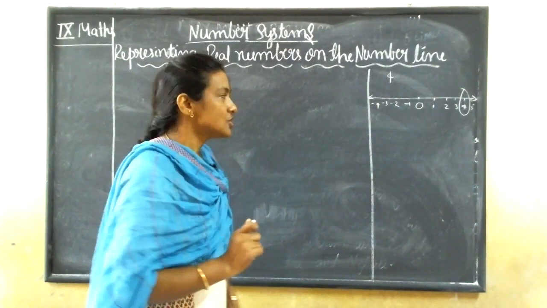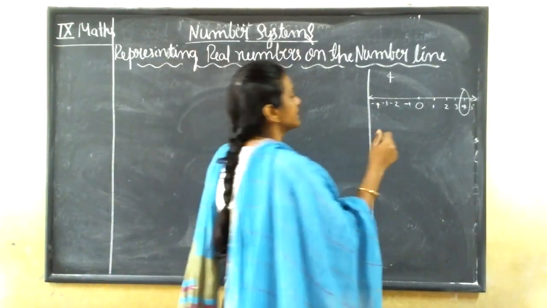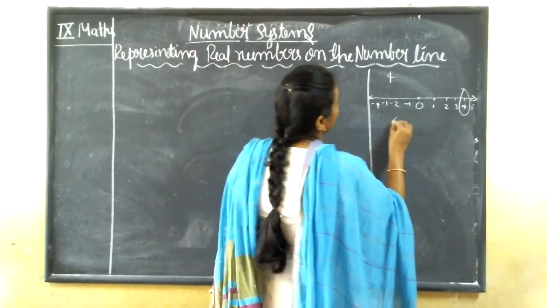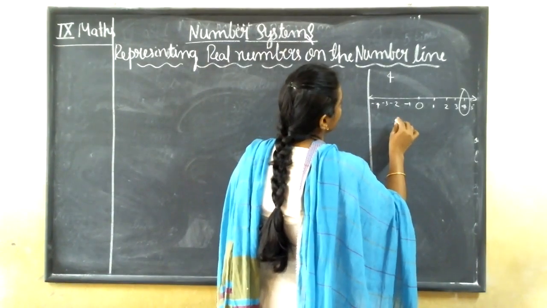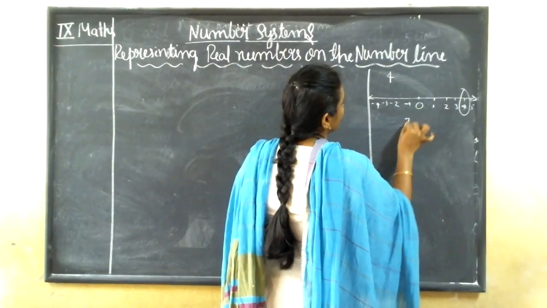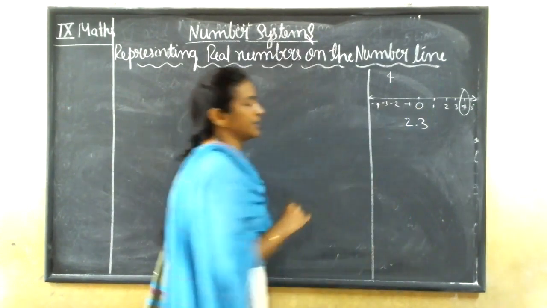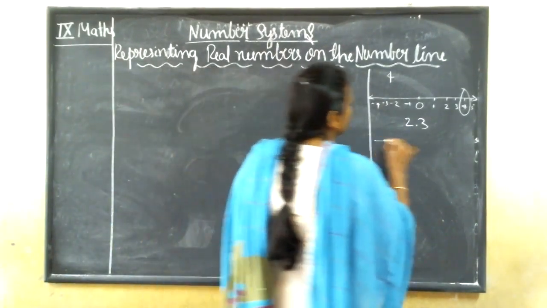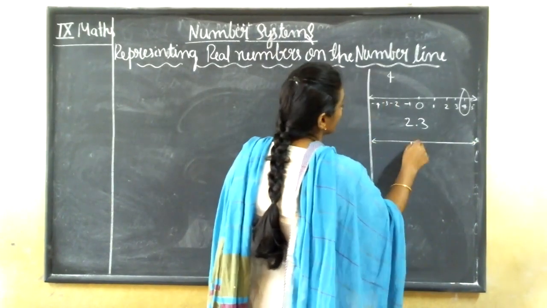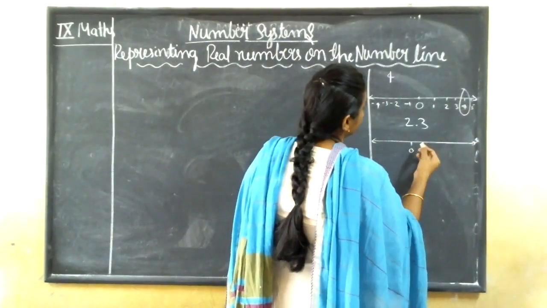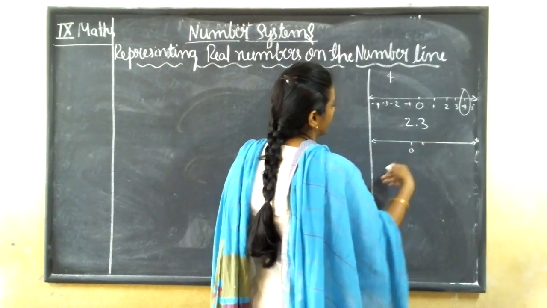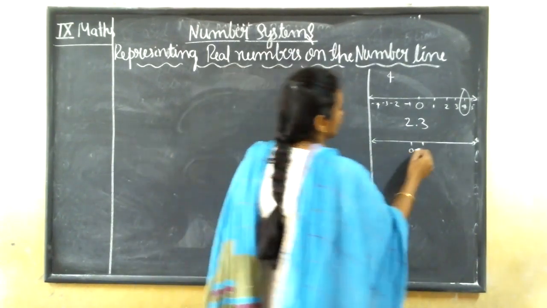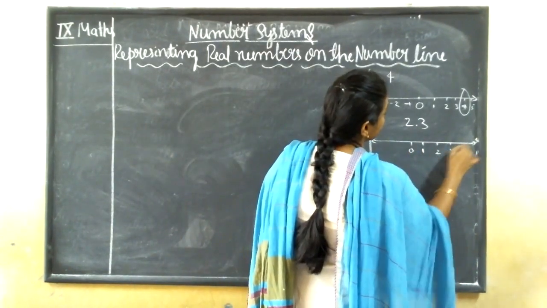Clear my point? Then I may ask you to locate the value of 2.3 on a number line. So what we'll do now is draw the number line. We put the 0 here, in the middle or wherever is convenient. So 1, 2, 3, 4.